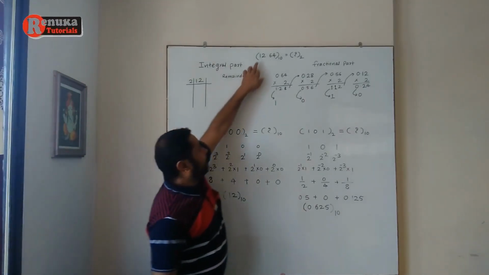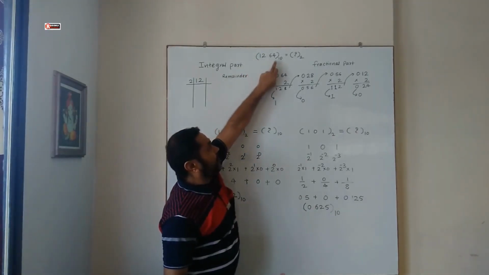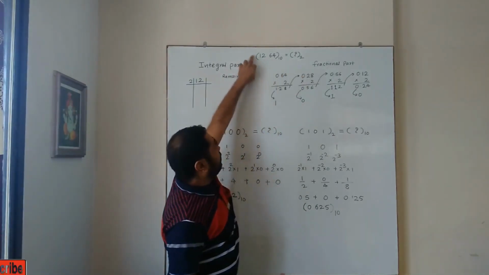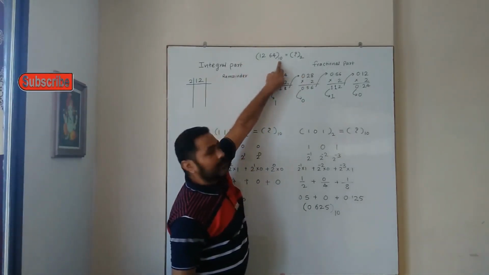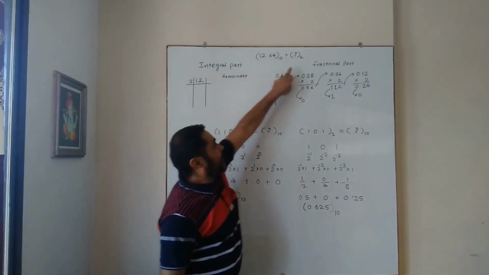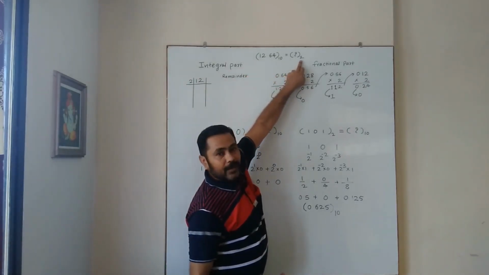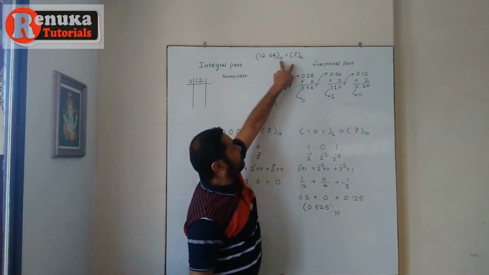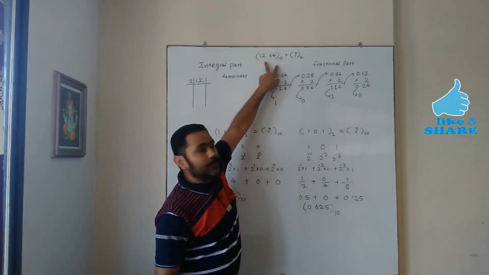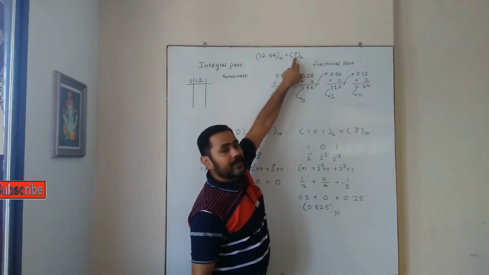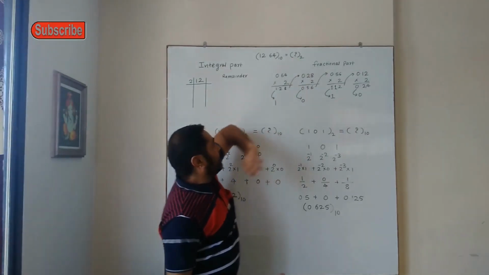Suppose 12.64 in decimal has to be converted into a binary number. You can see the bracket and the base 10 written, which means this number is a decimal number. Here we have to convert it into a binary number, so the base is 2. These numbers are called the bases of that particular number system. So 10 is the base for the decimal number system and 2 is the base for the binary number system. Let us take this example.